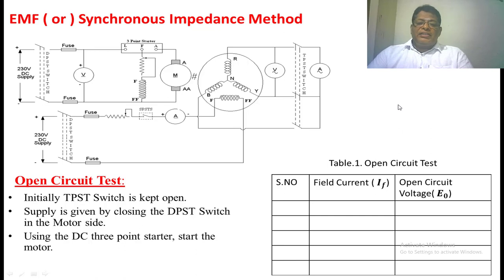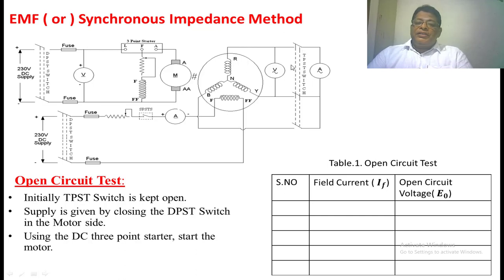Once you have conducted the OC test, we can easily conduct the SC test also. First of all, without disturbing the speed of the alternator, decrease this field current. Whenever we decrease the field current, this voltage also comes down to 0, but the alternator will keep running at the rated speed. So whenever we decrease this current, the voltmeter reading comes to 0 where the field current is 0.